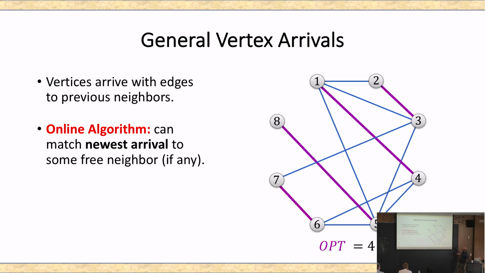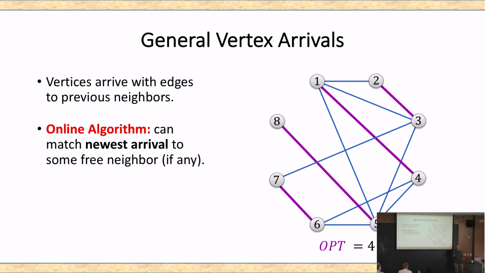Okay. If you tilt your head a tiny bit, you'll see that the optimum matching here has size 4, right? And as before, being greedy will give you a maximal matching, so a 1/2 competitive solution. And again, as before, since this is a more general model than the model studied by KVV, you cannot do better without the use of randomization. Okay? So the question is, can we do better than 1/2?